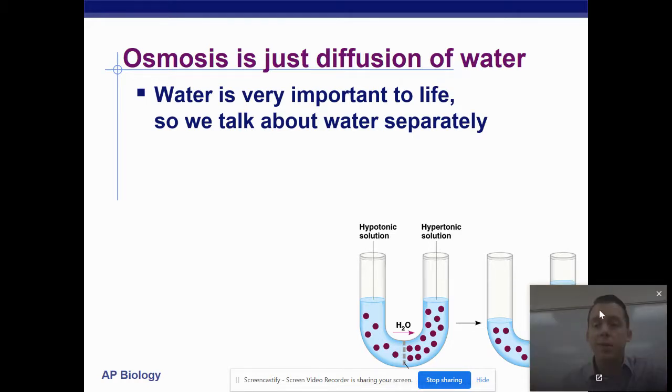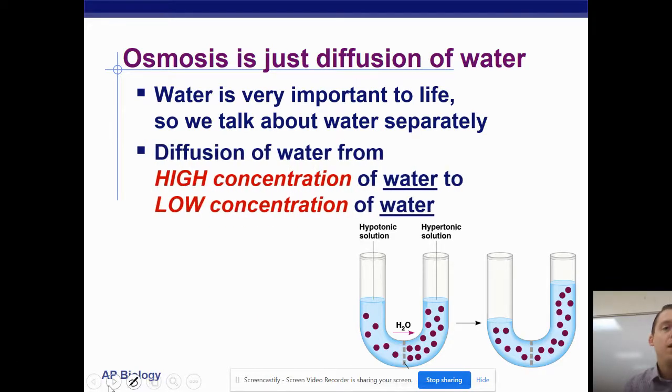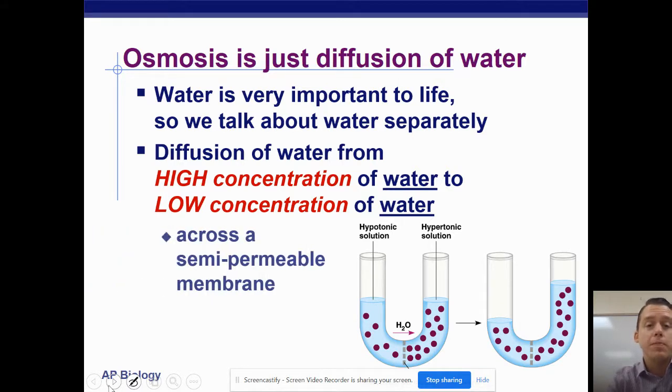I'll move this out of the way so we can see the picture. Water diffuses just like anything else. Water diffuses from high to low concentration, just like any diffusion, except this is a high concentration of water to a low concentration of water. And this would be across a semi-permeable membrane, so we would be talking about water moving across a membrane that allows water to go through.